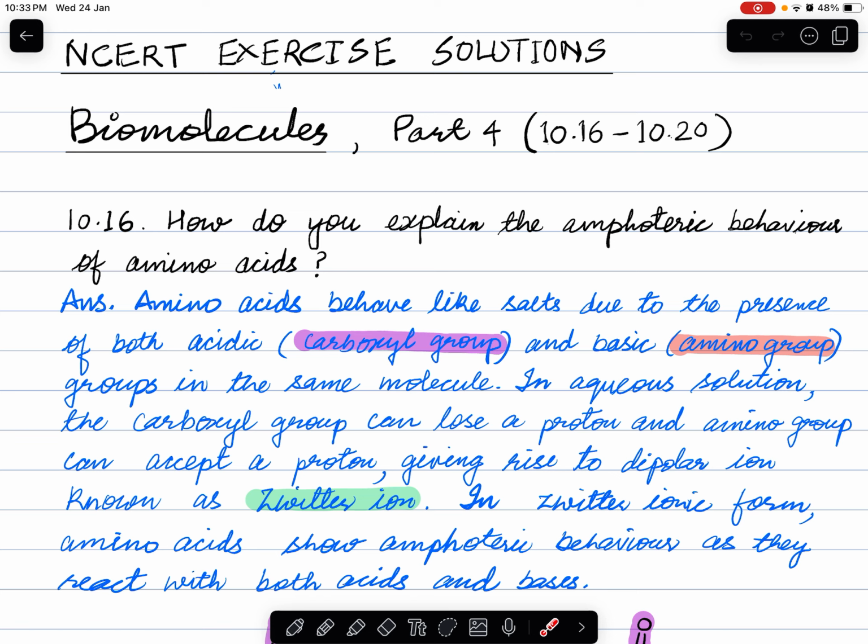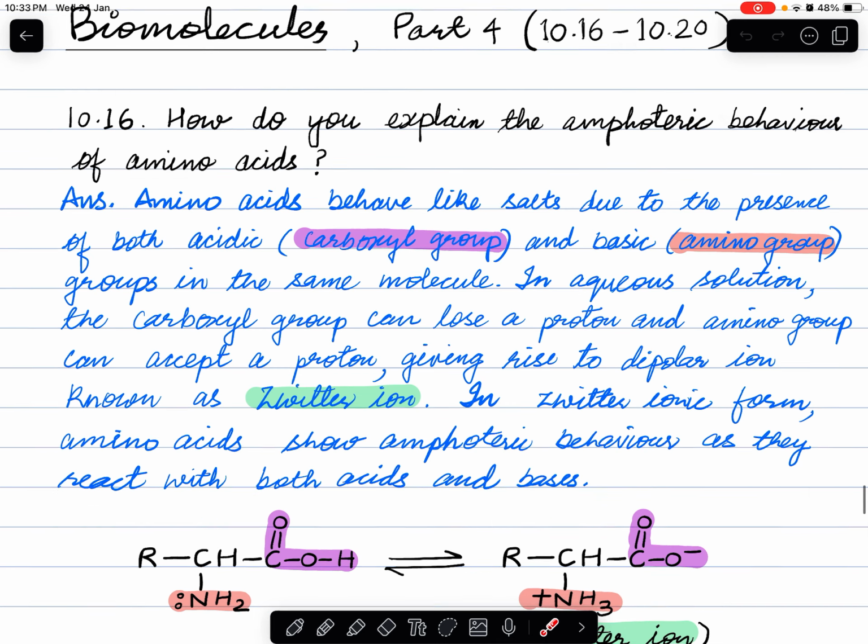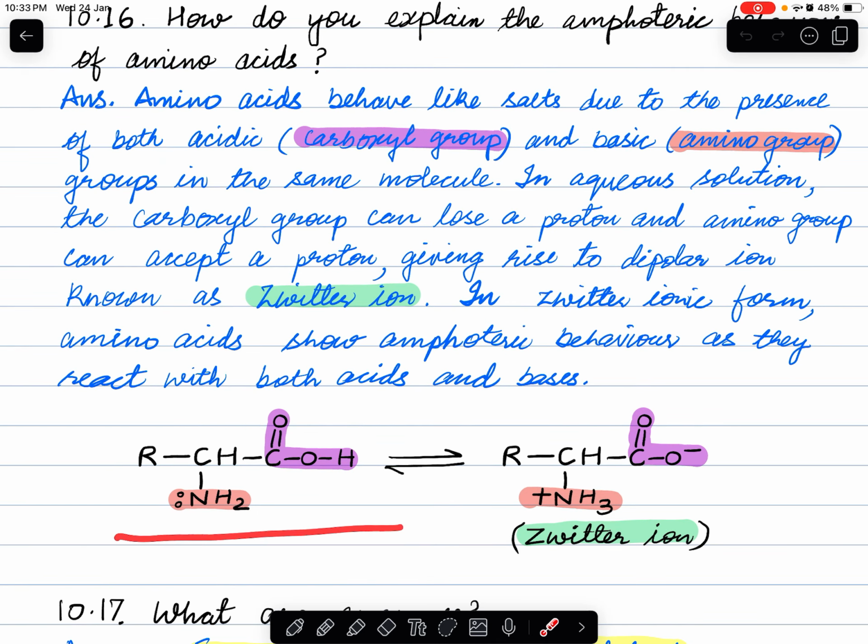So we get a dipolar ion known as Zwitter ion. Dipolar ion means an ion having two poles in the form of positive and negative charge. Now in Zwitter ion form, amino acids show amphoteric behavior, as these amino acids can react with both acids as well as bases. Okay, so here this is the amino acid, and here this is the carboxylic acid group or carboxyl group, and this is the amino group.